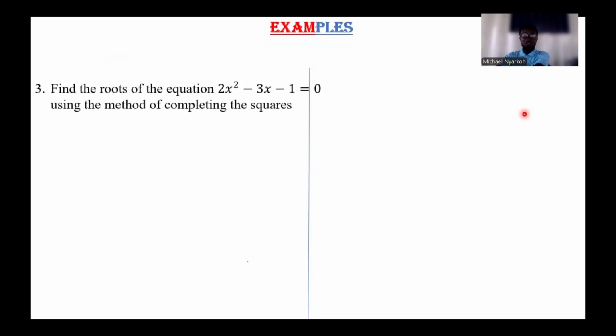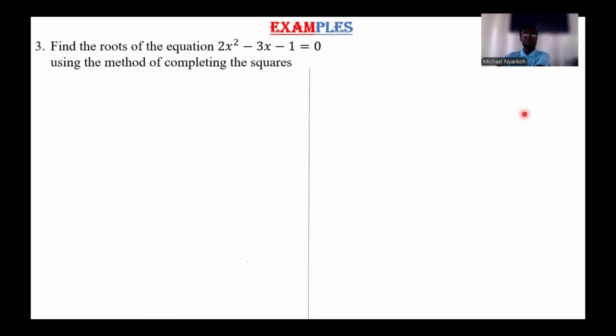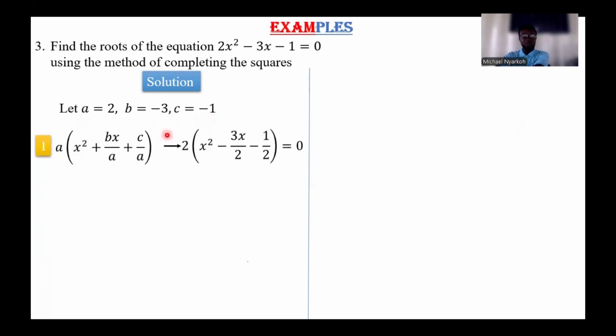Let's go ahead. So example 3, we find the roots of the equation 2x squared minus 3x minus 1 equals 0, but this time using the method of completing the squares. Okay, let's go ahead. So the same as we started doing with the method of factorization, we list our A, B, and C correctly. And then using the method, this is the first part of the method. But don't forget, this is an equation equal to 0. This is an expression. So whatever we do, we equate that to 0. So here we said it is A, where our A is 2. So we have 2 here.